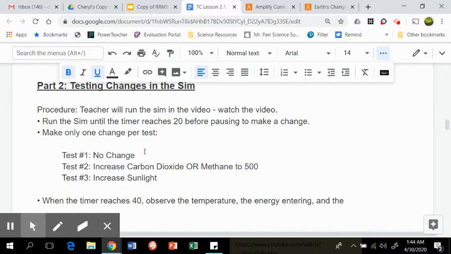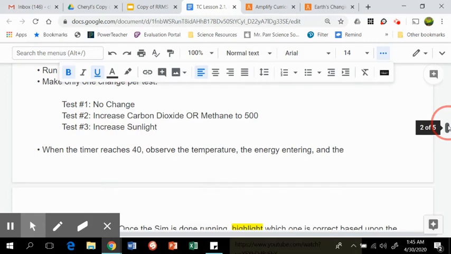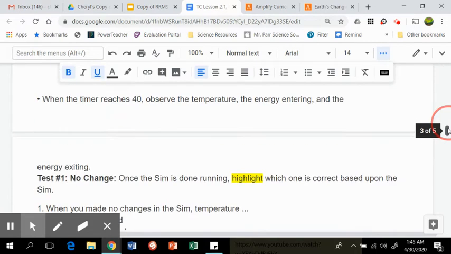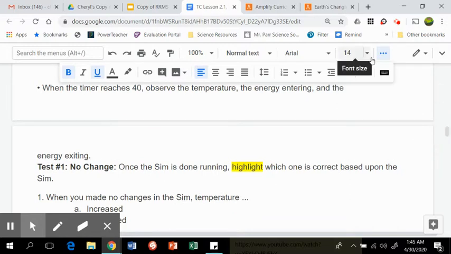Test number 1 will be no change. Test number 2 will be increasing carbon dioxide or methane to 500 or 550 parts per million. Test 3 will be increasing sunlight. When the timer reaches 40, we're going to observe the temperature, the energy entering, and the energy exiting. All right, so I'm going to go into this.